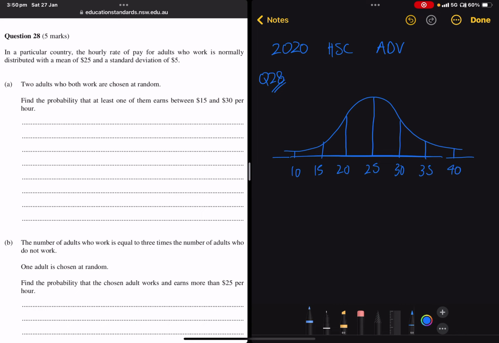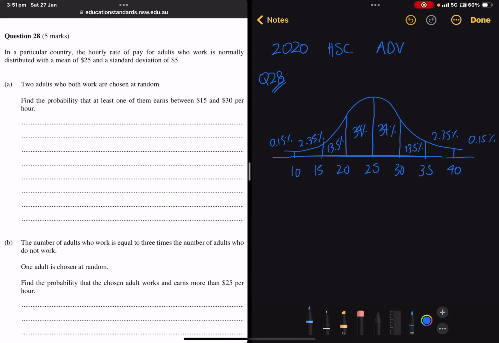Now we know all the percentages here. Pretty much you should have memorized these by now. 34% in here, 34% in here, 13.5% down here, 13.5% down here. We then have 2.35% here, 2.35% here, and 0.15% on either of the tail ends.